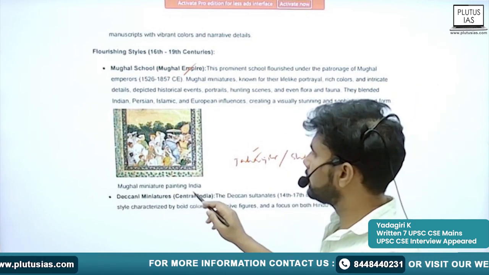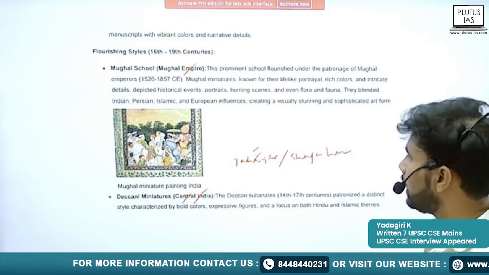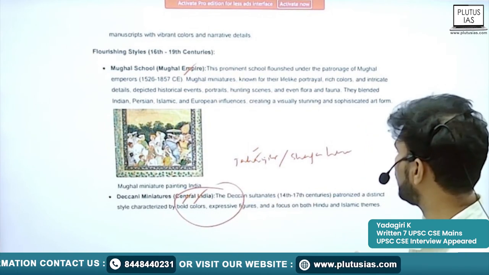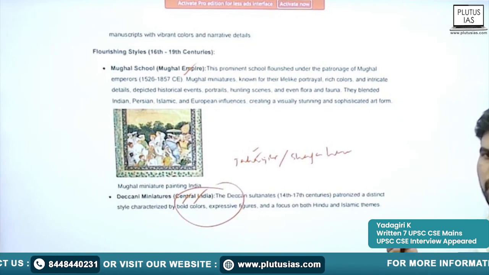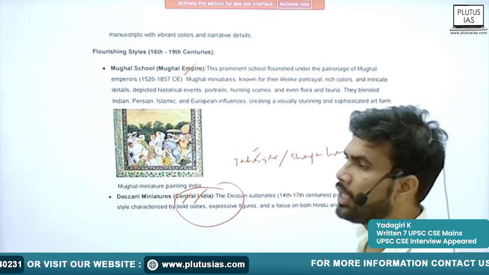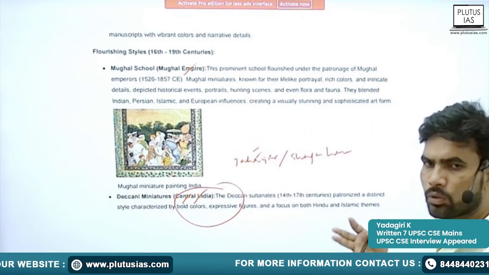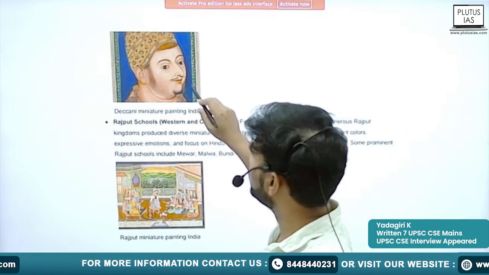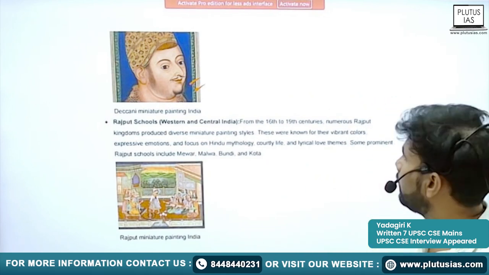Right. Next is Deccan miniatures. You will see they have majorly been patronized by the Deccan kingdoms, like the Bahmani kingdoms: Ahmednagar, Berar, etc. There are 5 major kingdoms, Golconda. So this art has been patronized there. So here you can see an example of a Deccani miniature.